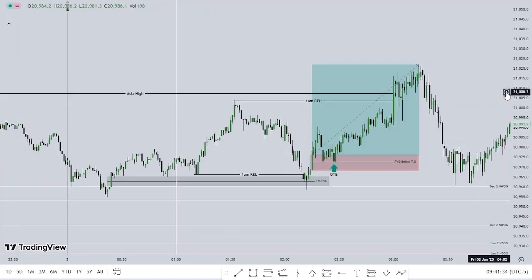Yeah, so this is example number 3. So basically the price did exactly the same thing. We marked the candle, which is the 1 a.m. Remember, on the previous example, it was the 7 a.m. on Thursday. So this one was on Friday, the 3rd of January 2025, the 1 a.m. candle, which was in the London session. So we marked the London session low.